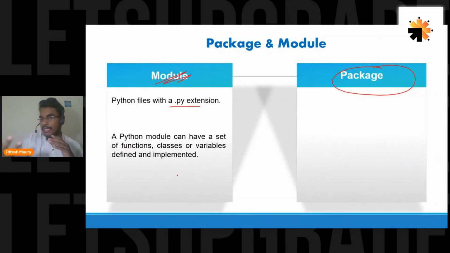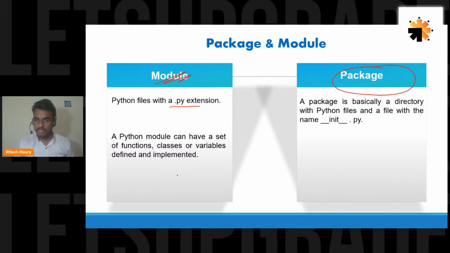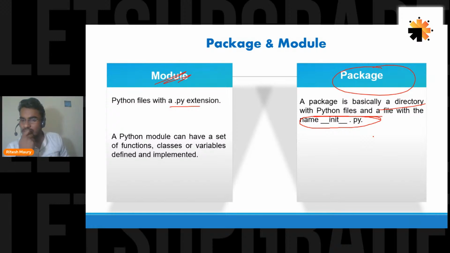So what is a package? A package is nothing but a collection of modules. It's not a file, it's a directory, a folder. So that's why it's said that a package is basically a directory with Python files, and it should have one special file called init, which works as a constructor. Okay, what is a constructor? Confusing words, right?